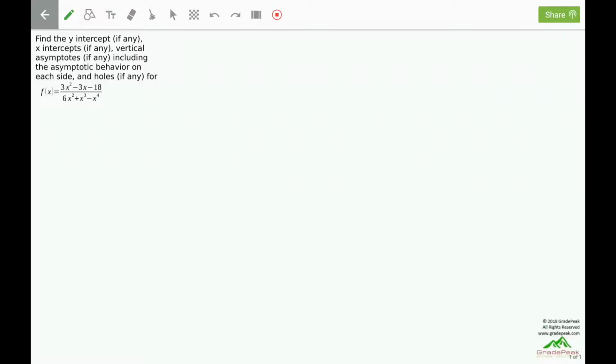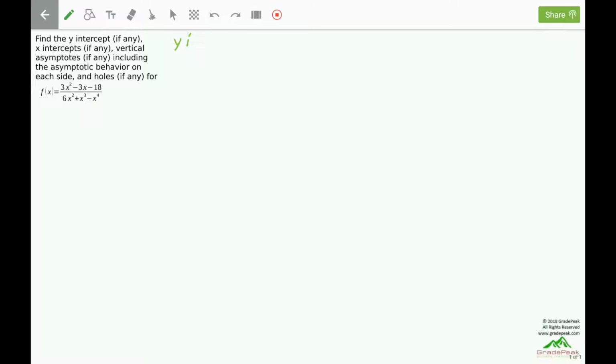Find the y-intercept, if any, x-intercepts, if any, vertical asymptotes, if any, including the asymptotic behavior on each side, and holes, if any, for f of x equals 3x squared minus 3x minus 18 divided by 6x squared plus x cubed minus x to the fourth.